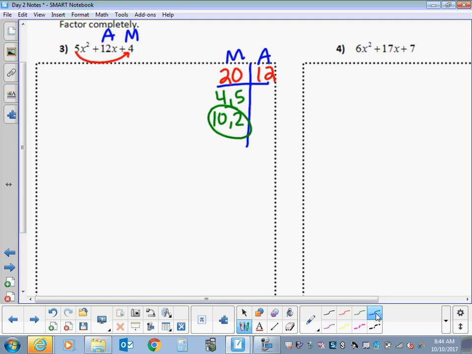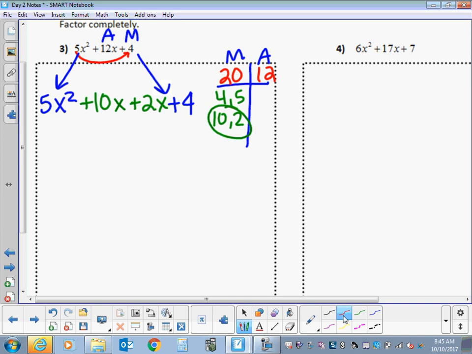Alright, I have my factors. So I pull down my first, which is 5x squared. I pull down my last, which is positive 4. Jocelyn, what goes in the middle? Positive 10x plus 2x. Perfect. Once again, sometimes that 2 could come first. So you could have 2x plus 10x. This way is a little bit easier. I see my factors better, but either way you get the same answer. Whether you put the 2 first or the 10 first.